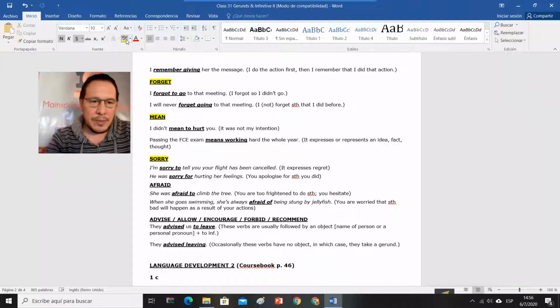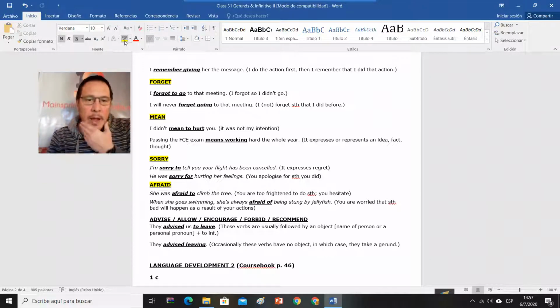Then you have afraid. She was afraid to climb the tree, meaning that you are too frightened to do something. You hesitate. If you hesitate, you have doubts. When she goes swimming, she's always afraid of being stung by a jellyfish. Okay, jellyfish, that transparent living being which has kind of tentacles, and when they touch you, they burn you. You are worried that something bad will happen as a result of your actions.